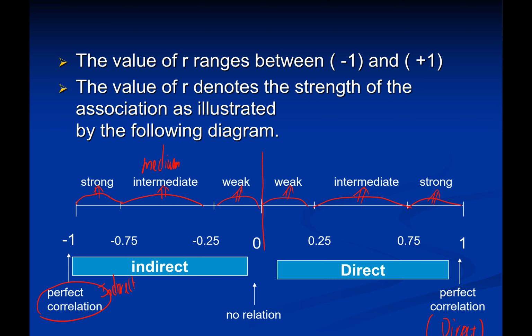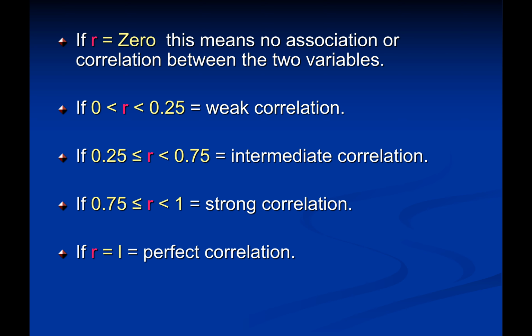And if R equals 0, then there's no relation. No association or correlation between the two variables. R greater than 0 and less than 0.25 is weak correlation. Between 0.25 and 0.75, intermediate correlation. Greater than or equal to 0.75 and less than 1, that's strong correlation. R equal to 1 is perfect direct correlation.